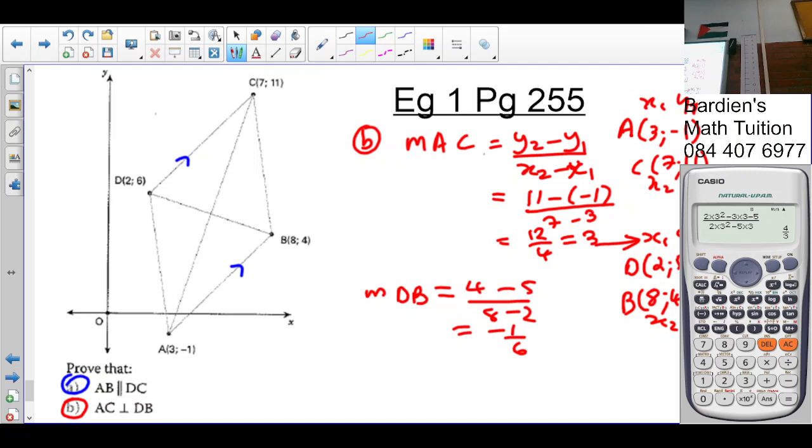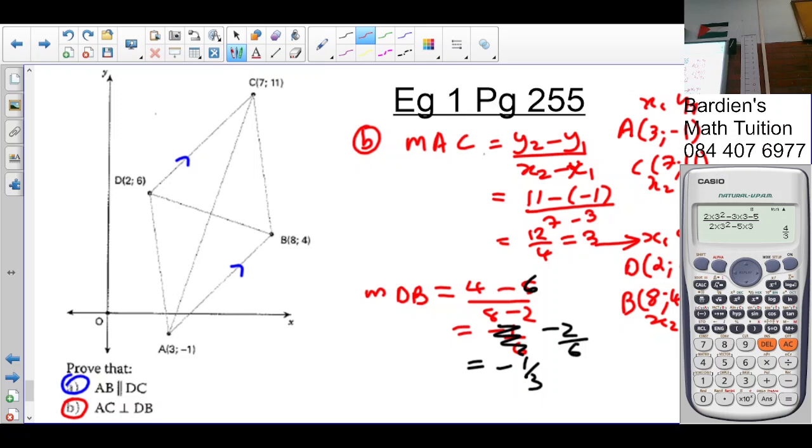Okay, I think I wrote down something wrong. D is 2 and 6. This is my mistake. 2 and 6. I wrote 5 for some reason. 2 and 6 and 8 and 4. So this will be a 6 here. So that would be negative 2 over 6, which is negative a third. Not so? So what do you notice now?